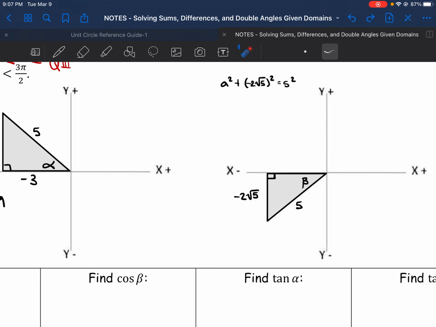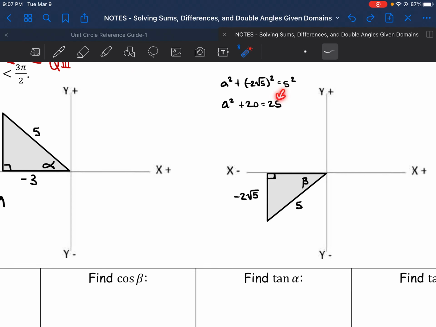So I'm going to call that a. Using the Pythagorean theorem, a squared plus negative 2 root 5 squared equals 5 squared. Well, negative 2 root 5 squared is 20. And if you have a hard time seeing that, negative 2 root 5 times negative 2 root 5. Well, the negative 2 is on the outside. Negative 2 times negative 2 gives you 4. And then square root 5 times square root 5 gives you 5. And the 4 times 5 is where the 20 is coming from. So this is equal to 20.